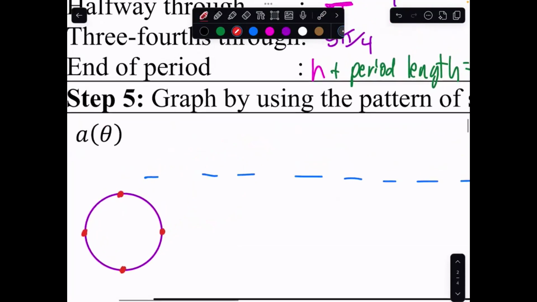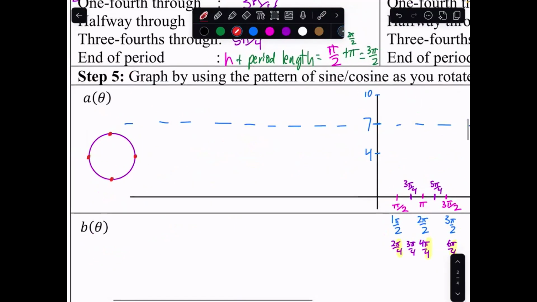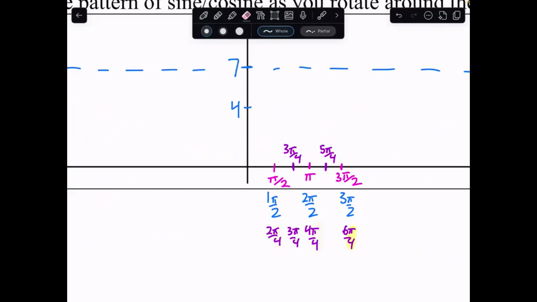Okay, I'm not even going to bother to label the angles though. I'm just going to label the y's. Okay, so sorry, let me get rid of some of this so it's not too crowded.